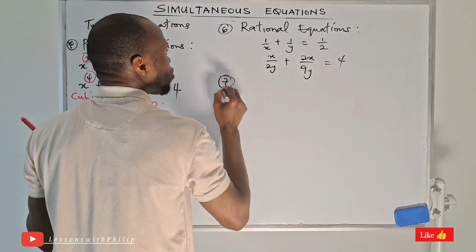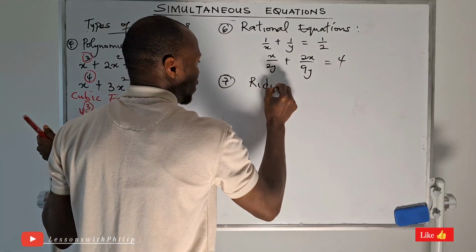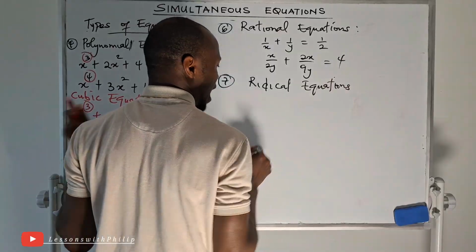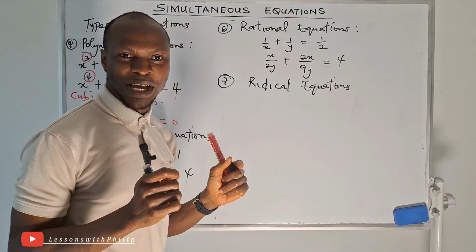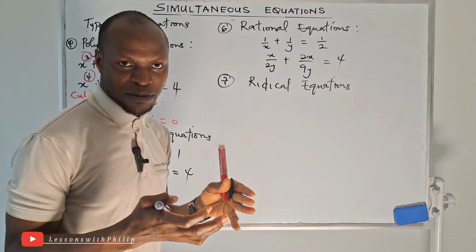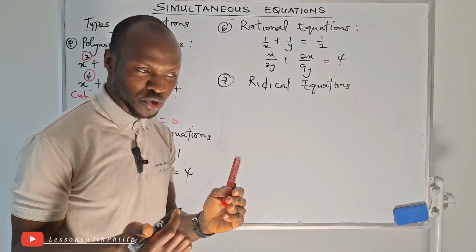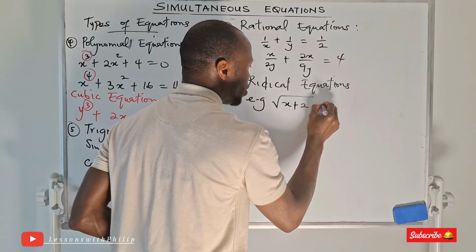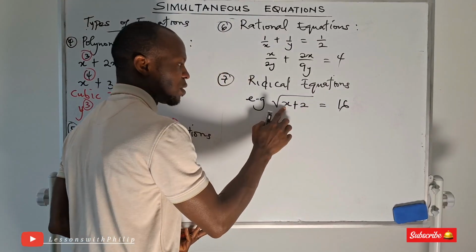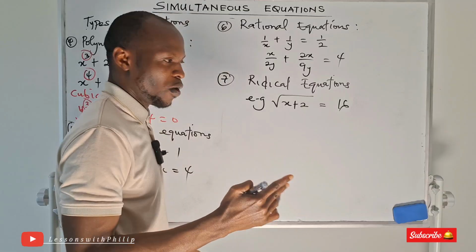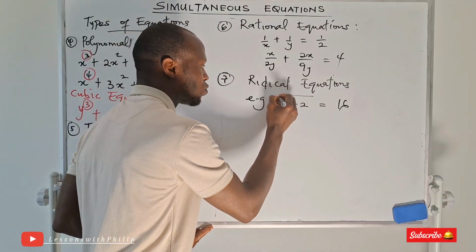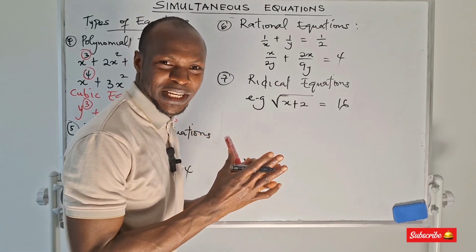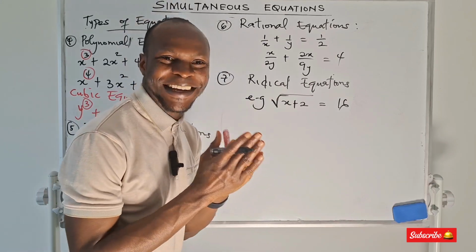Number 7 is what we call radical equations. Radical equations are equations whereby the variables are enclosed in radicals, what we call roots. For example, if I have square root of x plus 2 equals 16, you see my variable is in roots, or cube roots or whatever. As long as I have a root enclosing your variable, such an equation is known as radical equations.